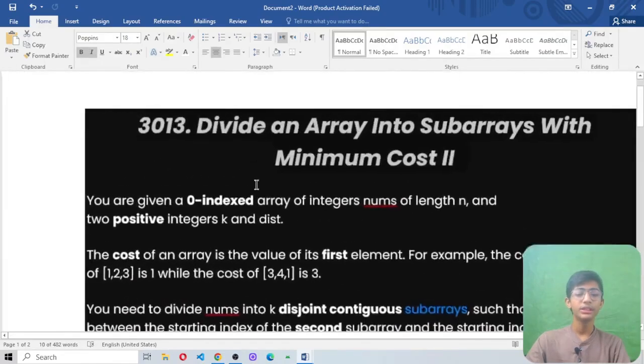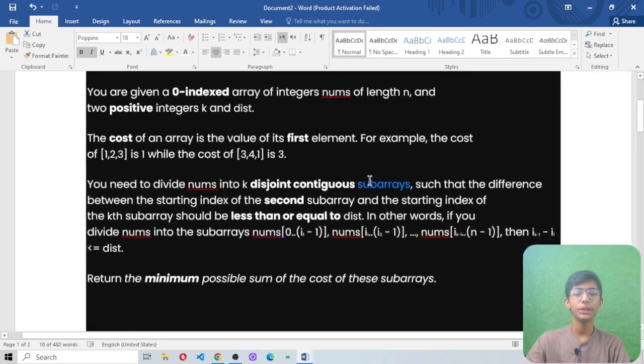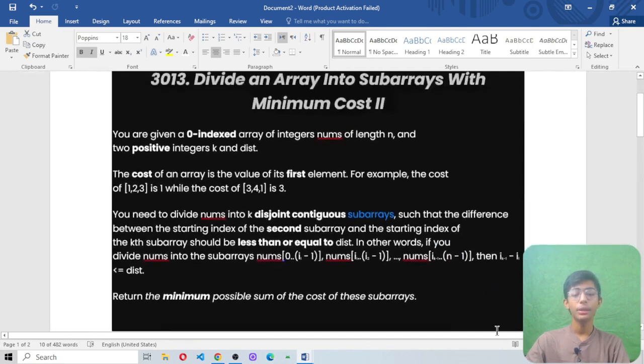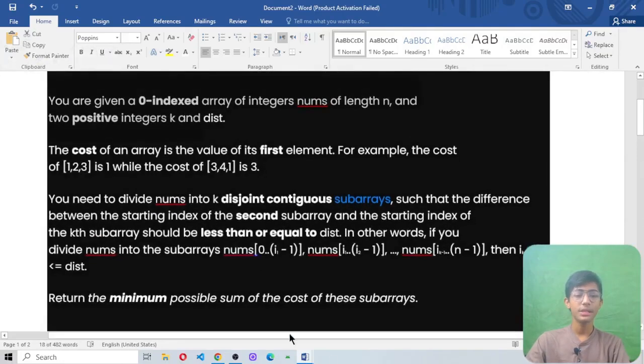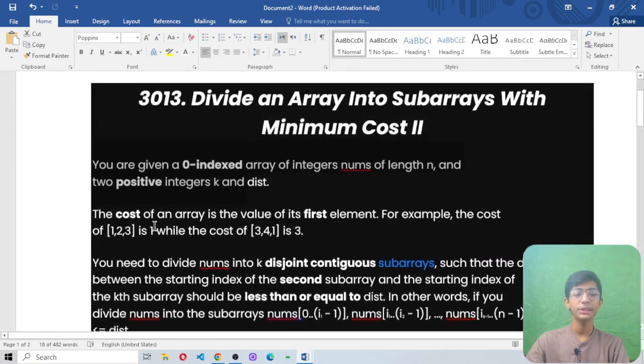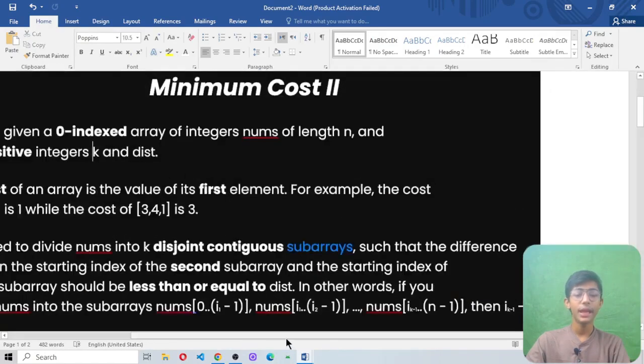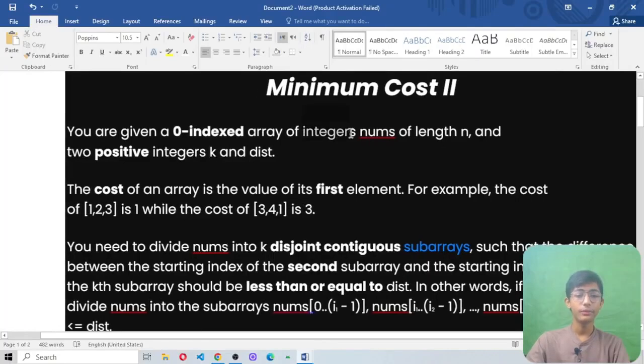First of all, we see what the question is trying to say, and how to solve this question in Python 3. It is giving me a 0-indexed array of integers by the name of nums of length n, and there are 2 positive integers, k and dist.